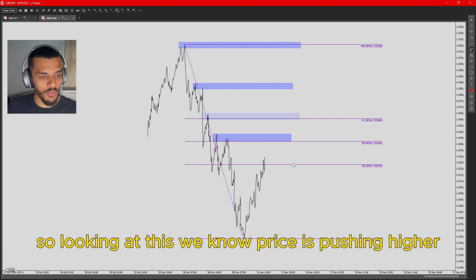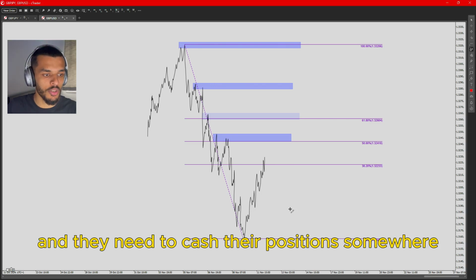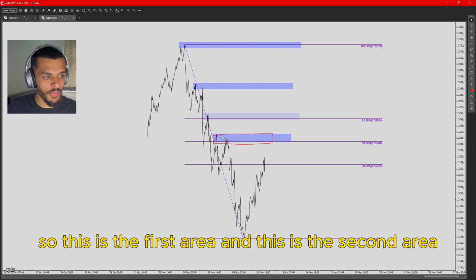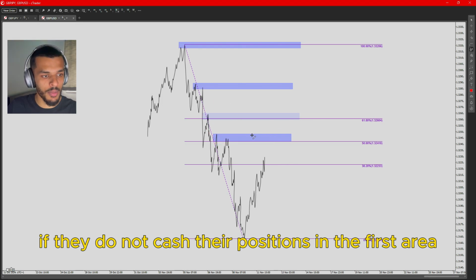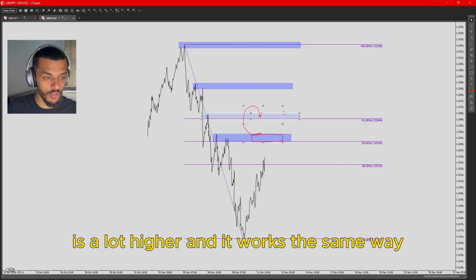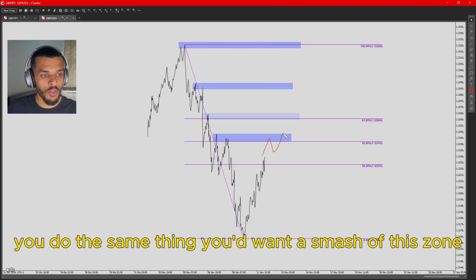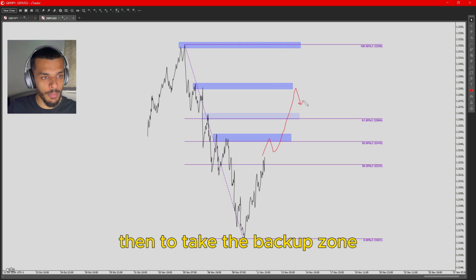So looking at this, we know price is pushing higher, which means that big money is in profits and they need to cash their positions somewhere. So this is the first area and this is the second area. If they do not cash their positions in the first area, the odds of profit taking on the second area is a lot higher. And it works the same way as if it does make a pullback on the first zone, you do the same thing. You'd want a smash of this zone, then to take the backup zone.